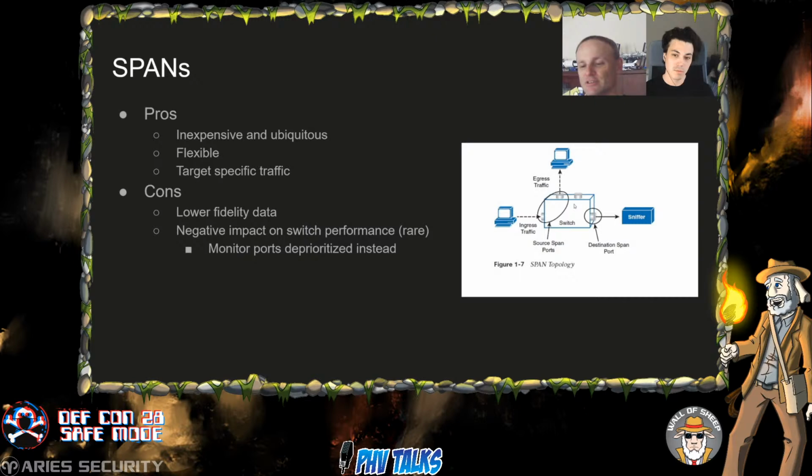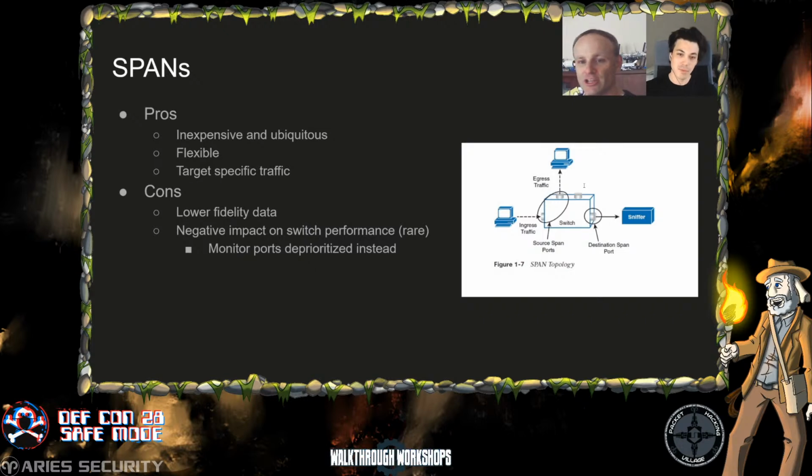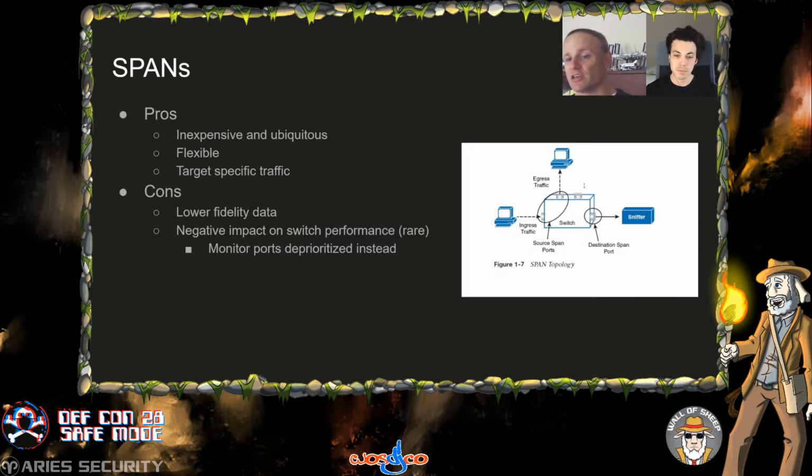So sounds like spans are great. Why don't we just always use them? There are a couple of downsides. The data can be lower fidelity. You really have to watch out for oversubscribing your destination and having what I sometimes call observation drops, which is essentially a packet loss on the span destination.